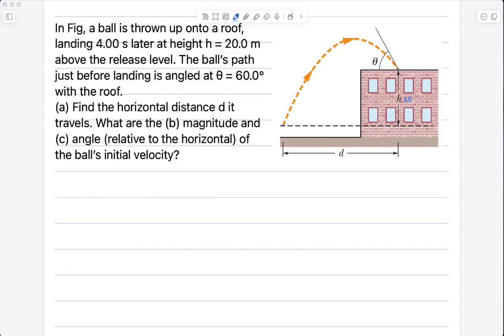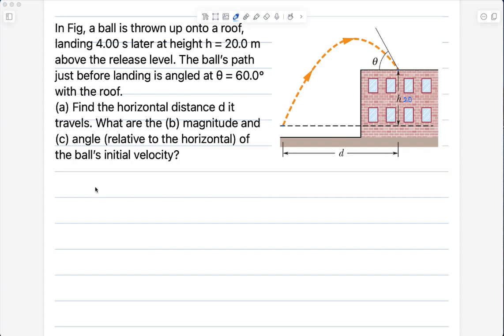And the second question: what are the magnitude and the angle, relative to the horizontal, of the ball's initial velocity? So we're going to try to solve this question in time reverse. That means we consider the ball being tossed from the roof and landing on the ground level. That's how we consider this time reverse.